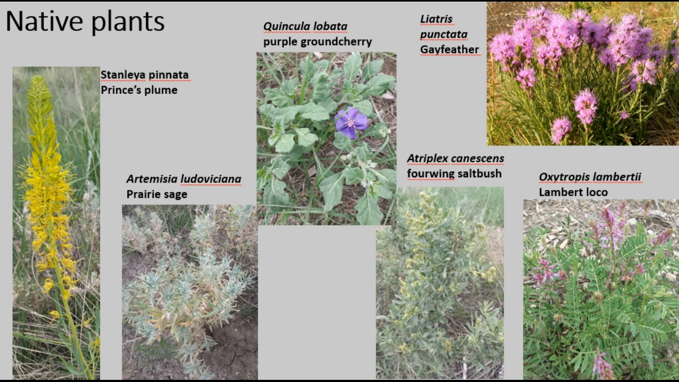And then more commonly, you will see these species of sage. There are many Artemisia species in the garden. This purple ground cherry in the middle is part of the solanaceous family, so related to tomatoes and potatoes, for example. The liatris in the top right corner, the gay feather, is a very important species for our invertebrates, producing a lot of nectar later in the season.